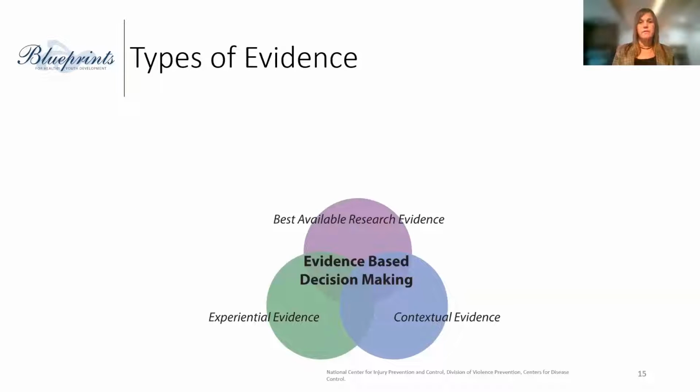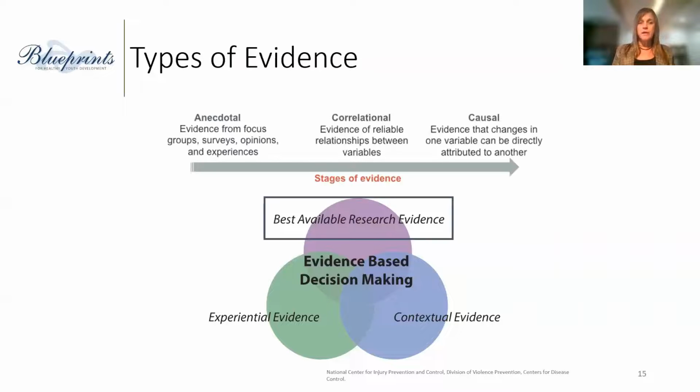So we talked about stages of evidence, and now there are different types. So think about evidence as similar to a Venn diagram. You're going to make a decision using evidence, and this decision is going to be driven by many factors. One of them, which is what we've just spent some time talking about, is the best available research evidence for that type of strategy. And again, there are different stages from anecdotal to correlational to causal. So that's one factor in our Venn diagram.